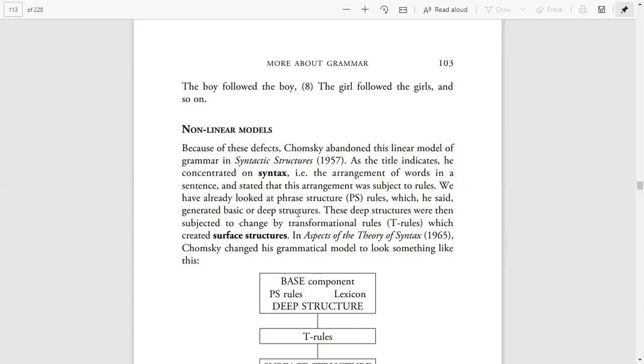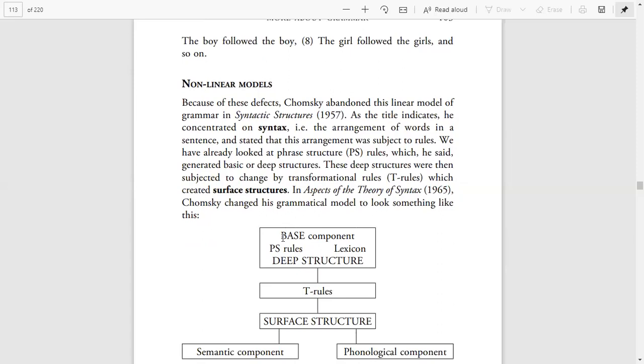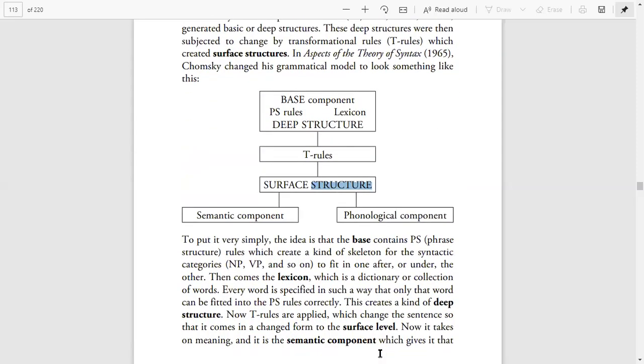So he changed his grammatical model in 1965 and gave us something new like this. First of all, he thought that we have a base component. Then from the base component, we have PS rules. We apply phrase structure rules. Then we also have the lexicon, that is the words in the dictionary. And then from these things, we develop a deep structure. Then we apply transformation rules or T rules. And by applying T rules, we get the surface structure, and from the surface structure, we get the semantic component and the phonological component. And this has been described here as well.